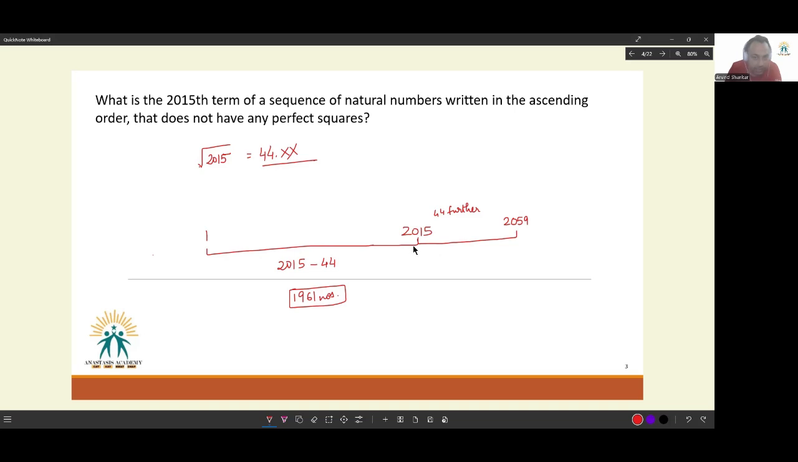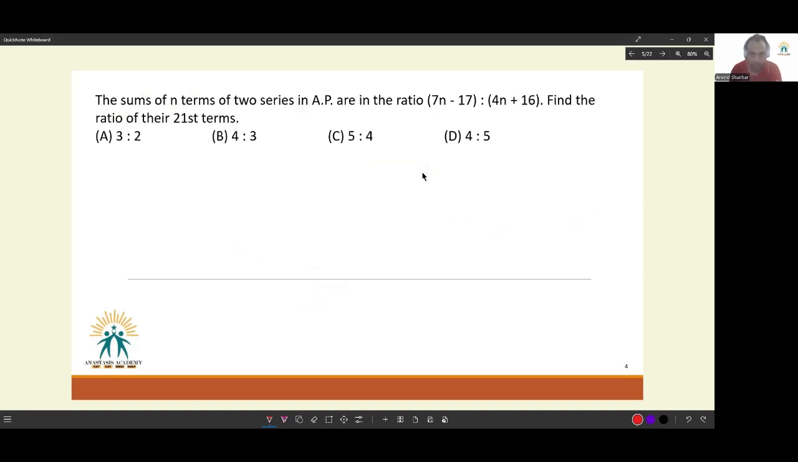But in this range, is there a new perfect square that is coming in? Yes, very much so. Somewhere in this range is 2025, which is equal to 45 square, and this will be removed from the list. So when I go from 2015 to 2059, I've only gone 43 further. In order to go 44 further, I have to go even further, and it will be 2060. The 2015th term in a sequence of natural numbers written in ascending order that does not have any perfect squares will be 2060.